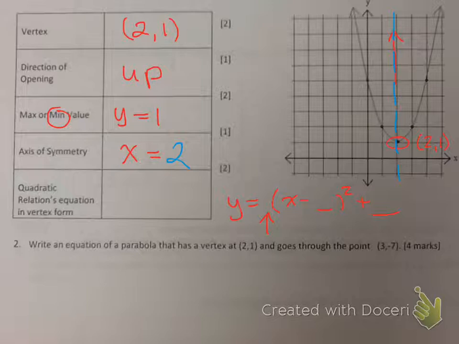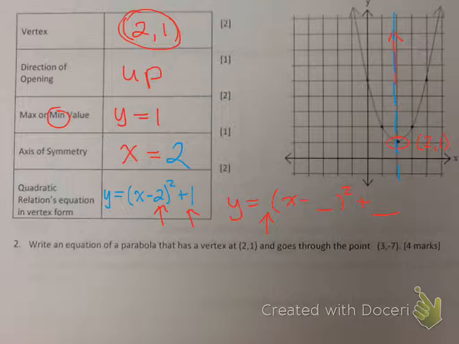It's moved 2 to the right, and it's moved 1 up. So that means that the equation is like that. That 2 moves it to the right, this 1 moves it up, and that's it. We can get this information right from the vertex, right?